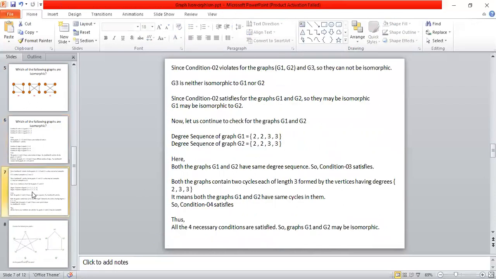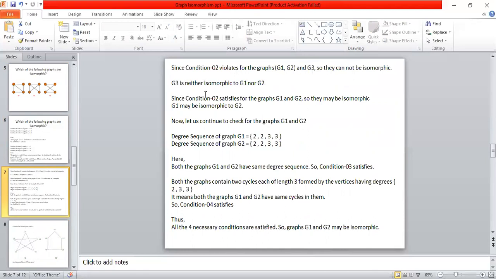Now, since condition 2 violates for the third graph, these two are having the same number of edges, but G3 is not having the same number of edges. So they cannot be isomorphic. G3 is neither isomorphic to G1 nor G2.